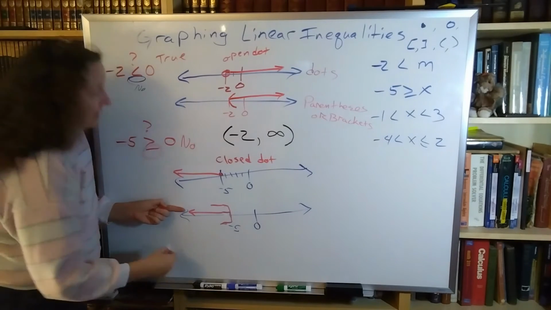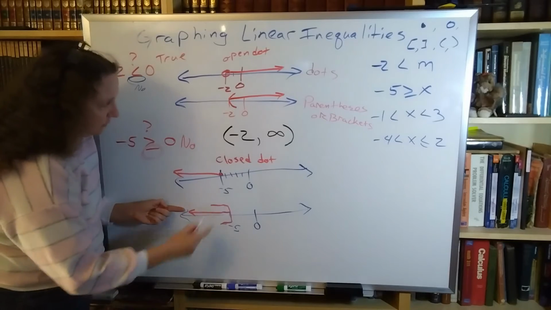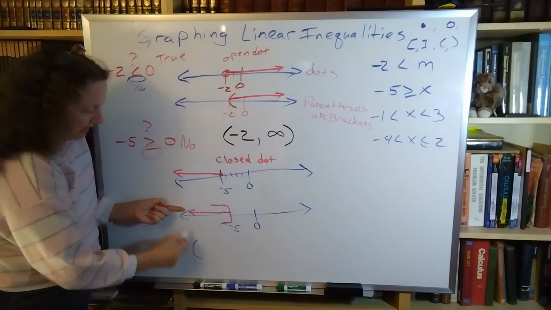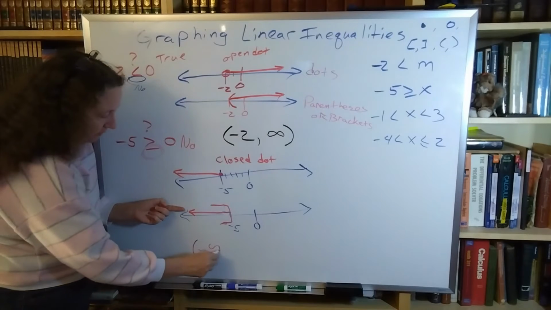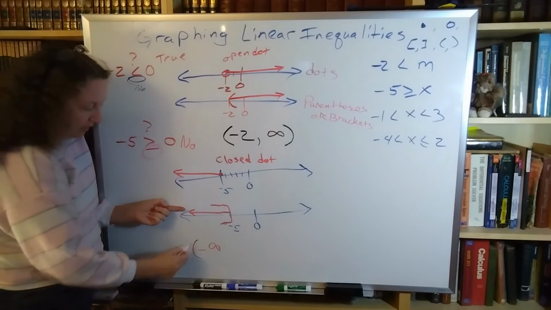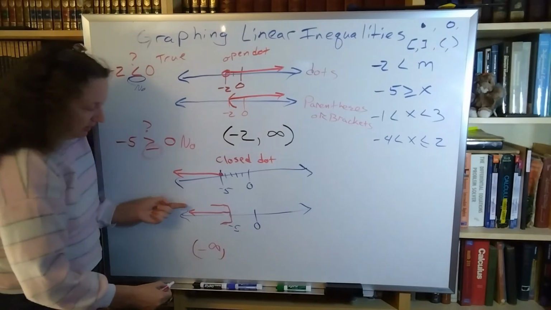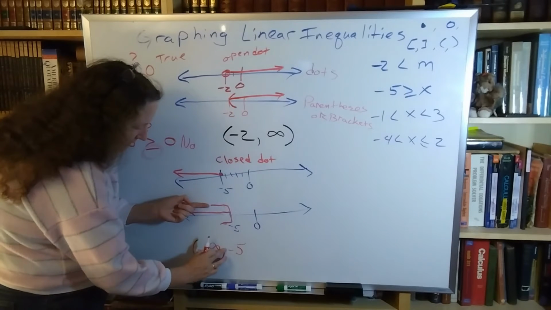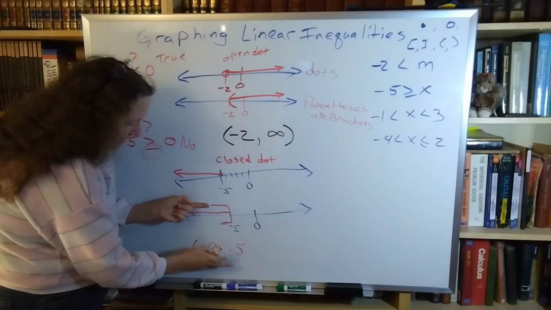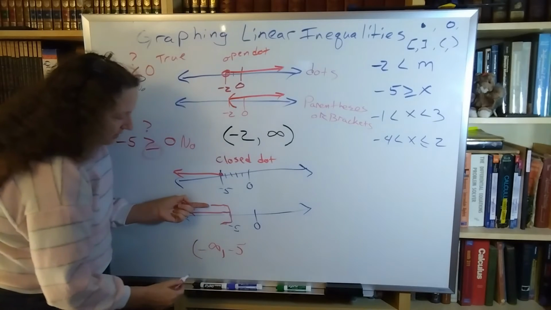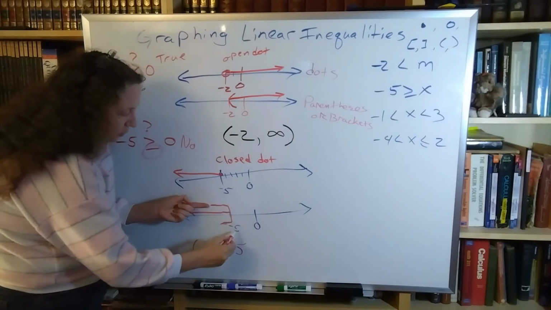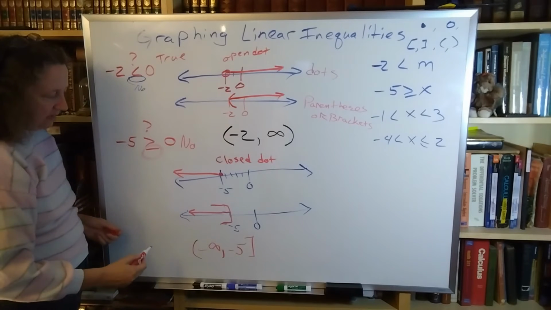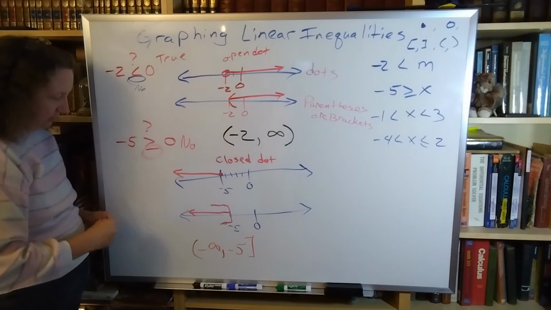Write it in interval notation. It was already in inequality notation. First time I see it is at -infinity. Infinity, whether it's positive or negative, always gets the round parentheses. Last time I see it is at -5. And that is the sloppiest comma I have ever written in my life, I think. Okay. And it had the squared off bracket there. So that is my answer.